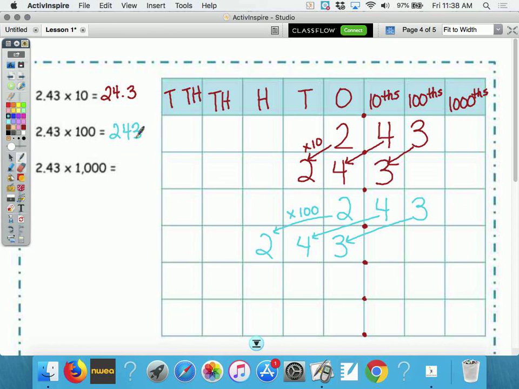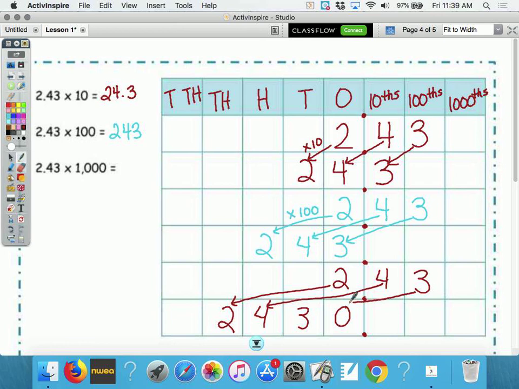Okay, let's take a look at the last one. So 2 and 43 hundredths. I'm going to multiply times 1,000 now. Move 3 over and put the 2 on the bottom. Watch me. 1, 2, 3. Move it down. Then I've got a 4 and a 3. And what do I do here? Add a 0 there. Now you draw your arrows. You don't have to do anything with the 0 because we filled it in. And times 1,000.